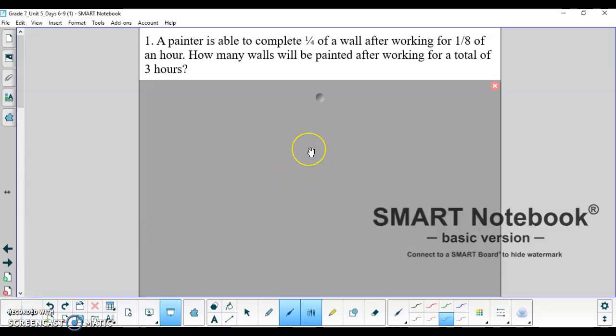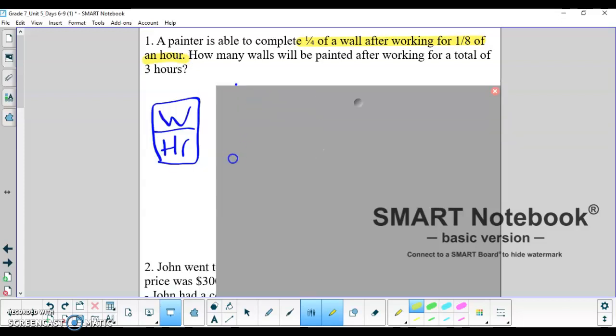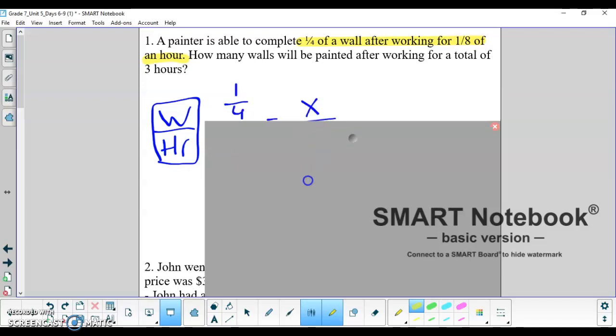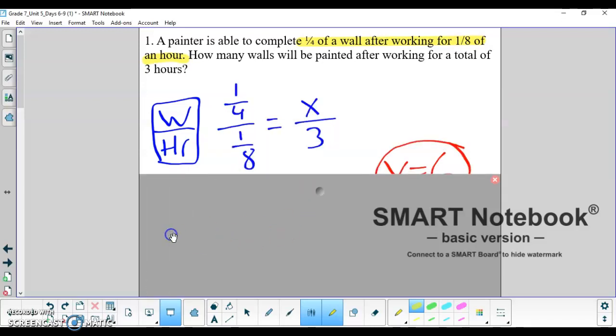All right, here we go with the warm up. So number one says that a painter is able to complete 1/4 of a wall in 1/8 of an hour. So that first sentence gave us our ratio and our ticket. We will be comparing walls and hours in this problem. The two numbers that needed to get stacked were 1/4 and 1/8 because those are the same numbers in the same sentence, so I always start there.